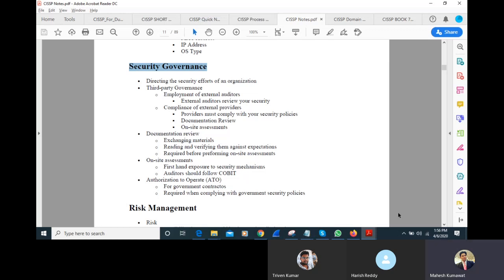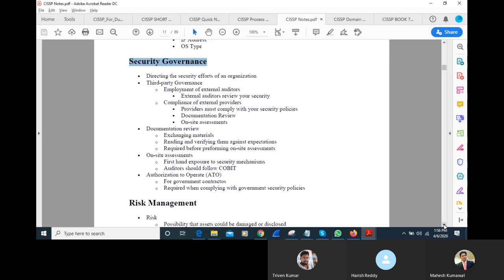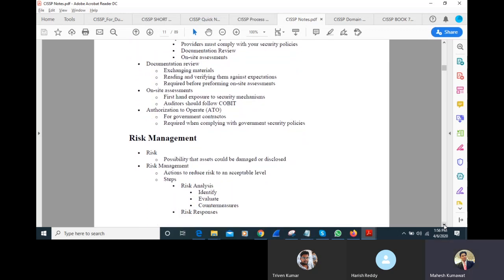Or it should follow COVID. COVID is a framework again. An authorization to operate, ATO, for government contractors, is required when complying with government policy and security policies. Okay, so we have done this particular thing.